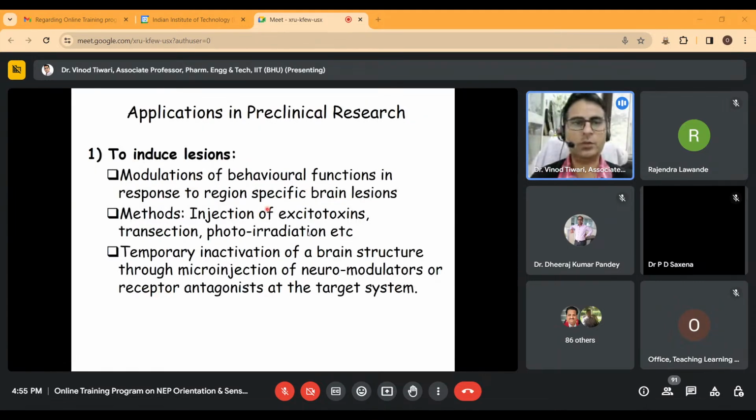So the first application, I already told you, is to induce the lesions, right? This we have already discussed. We can inject certain toxins, we can do a transection, we can do photoirradiation in the animals, or we can temporarily inactivate a particular brain region through microinjection of a neuromodulator, or we can inject some receptor antagonist.